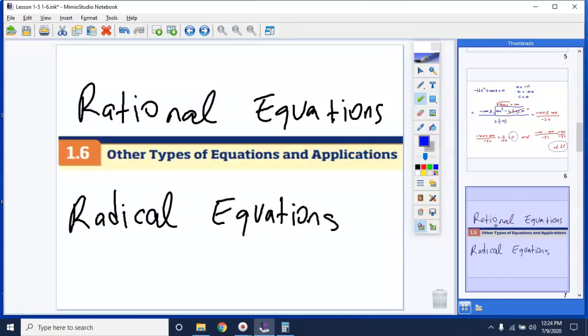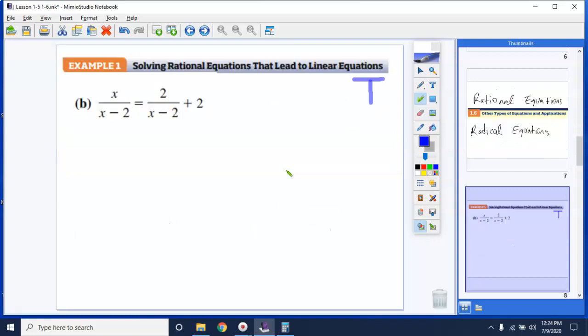Let's move on to the next topic, lesson 1.6, other types of equations. So far we have been working on quadratic equations, and in this lesson I'm going to talk about two kinds of equations. First, rational equations, and then radical equations. I'm going to show you how to solve them. Let's get started with rational equations.